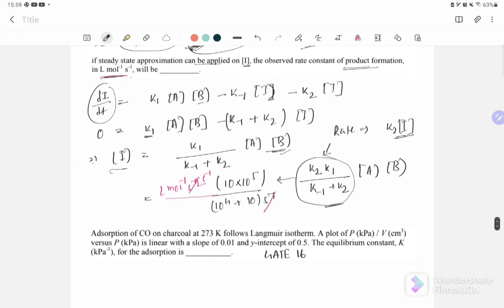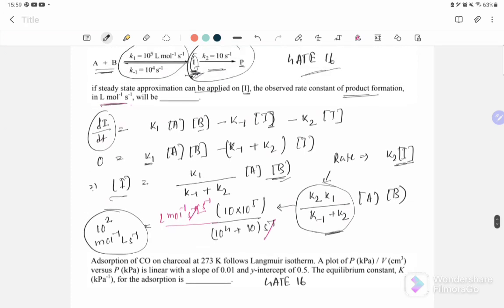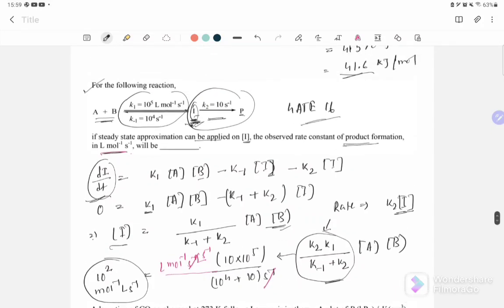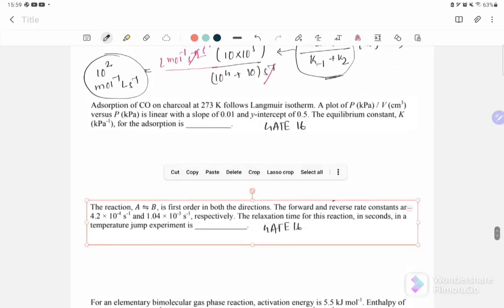So this will be 10 to the power 2 mole inverse liter second inverse. So this will be our answer. Easy thing, we just have to take d[I]/dt as 0 for the steady state approximation. Then it will be easy. So our next question, 3 questions are remaining.